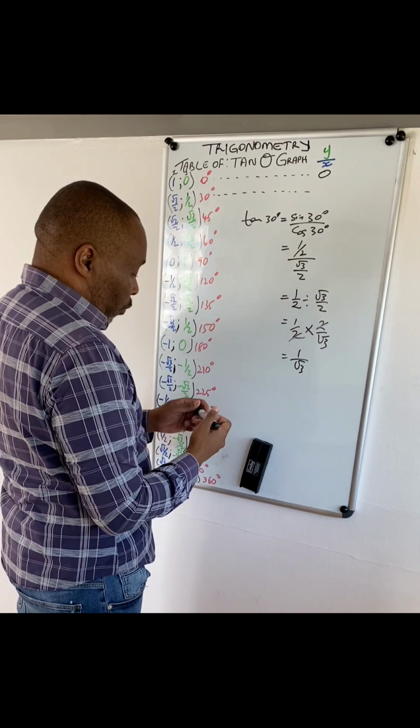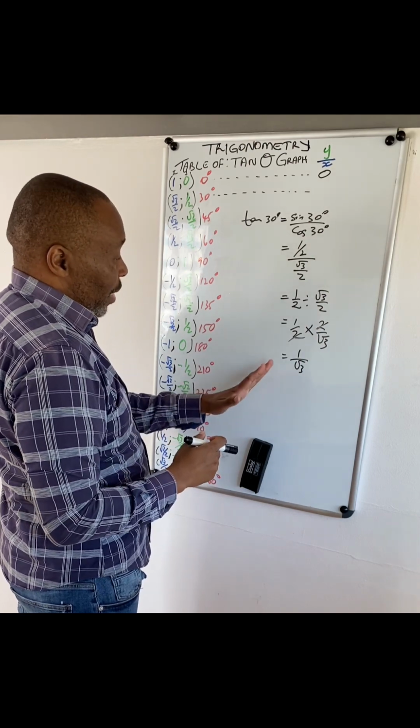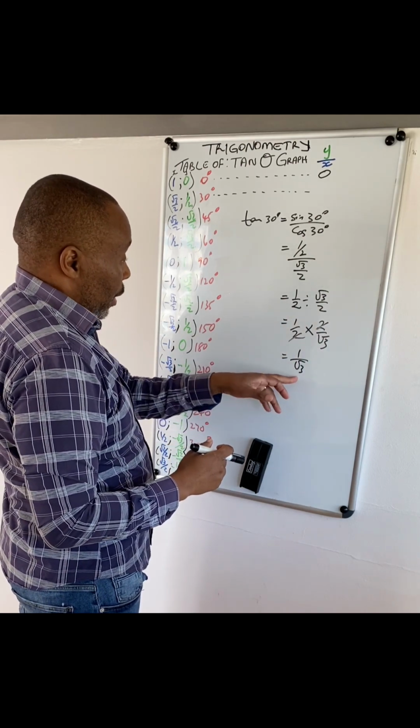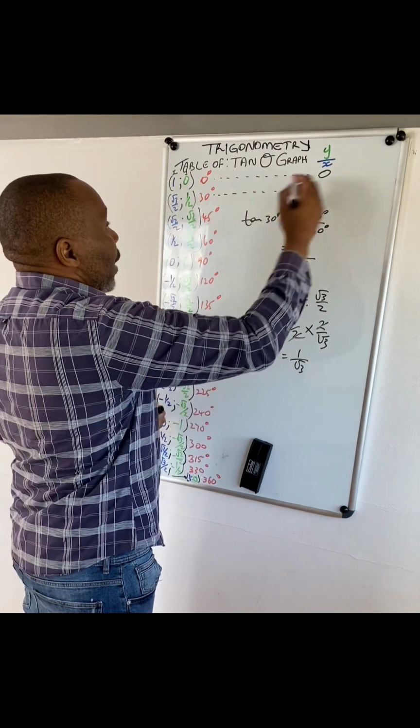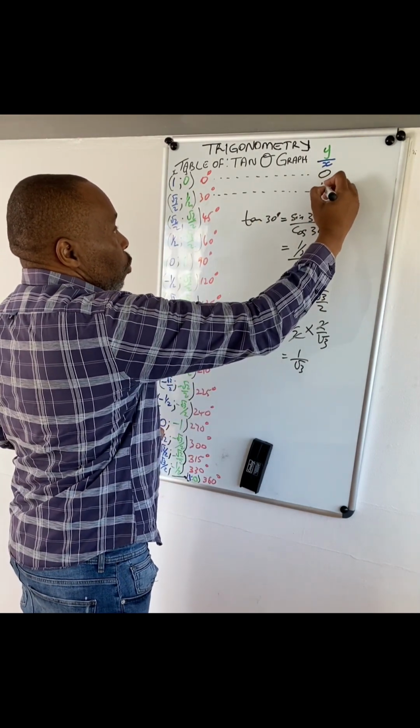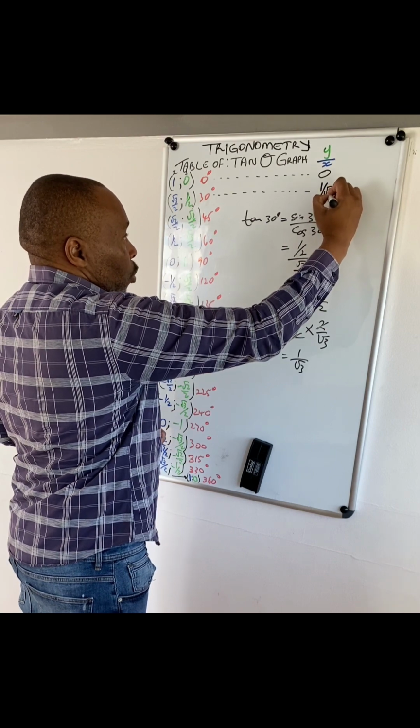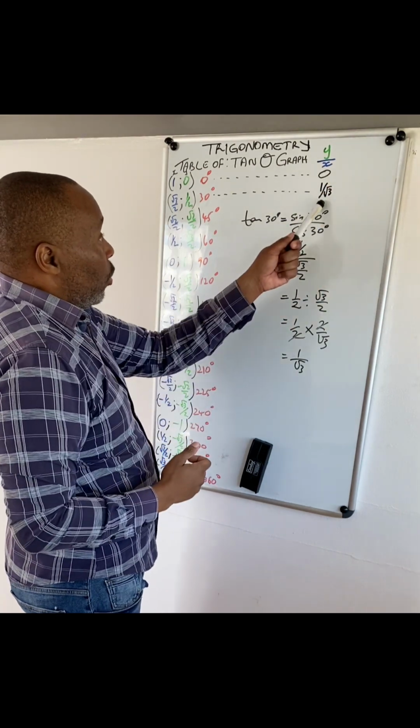So we've got 1 over root 3. Remember, we're not doing decimals, we're just doing straight ratios. So here at 30 degrees, tangent is 1 over root 3. That is what we have.